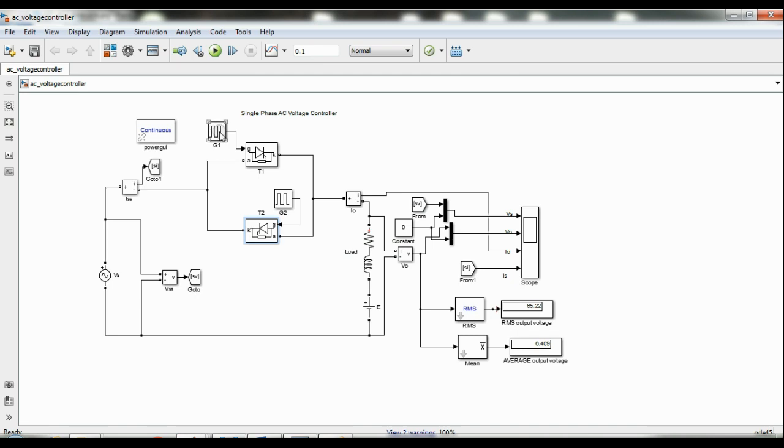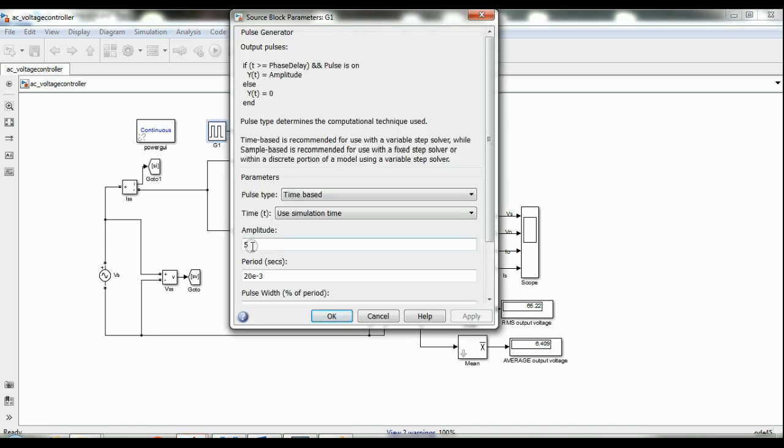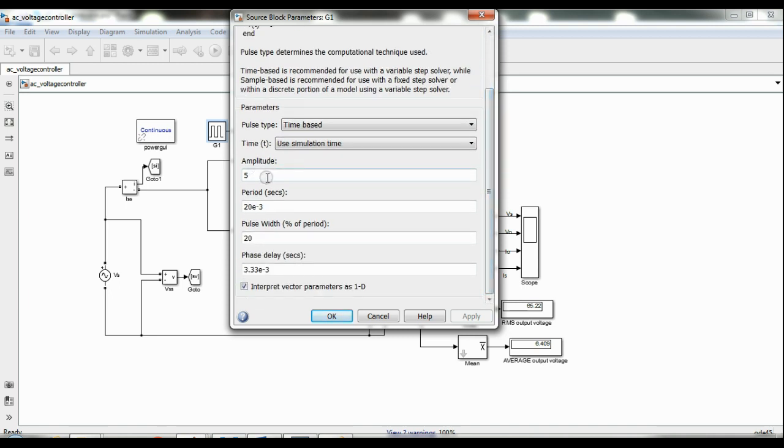Next, coming to Z1, these are important. So Z1 is the pulse to be given to the thyristors. Usually the amplitude is 5 or 3.3. Practically, if we use microcontrollers, we will have the outputs as 5 or 3.3 volts. A 50 Hz cycle means 20 milliseconds, so that is the period. For the pulse width, the turning on must be greater than the latching current, so approximately we are going to take it as some 20%. Next, this is alpha. Alpha is 60 degrees, that is 3.33 milliseconds.